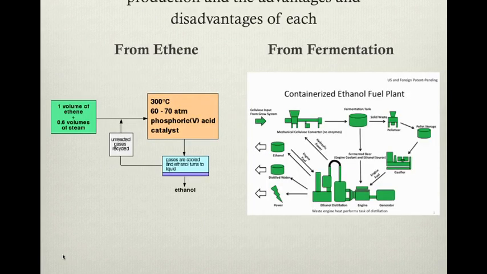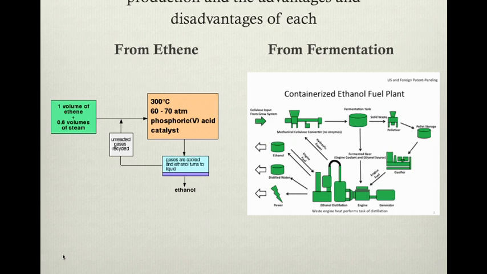Ethanol can be made in at least two different ways. And these are the commercial ways that they are made, from ethene and from fermentation. Ethene can be found near the production of petrol and diesel in oil refineries. And oftentimes, ethene plants have alcohol plants attached to them.